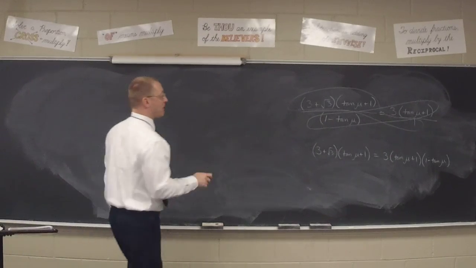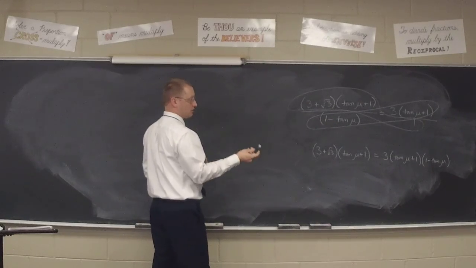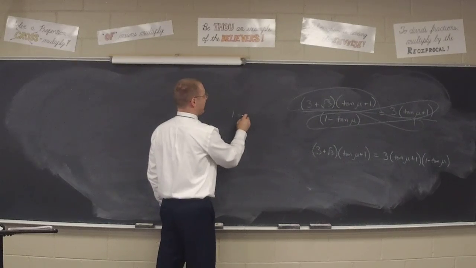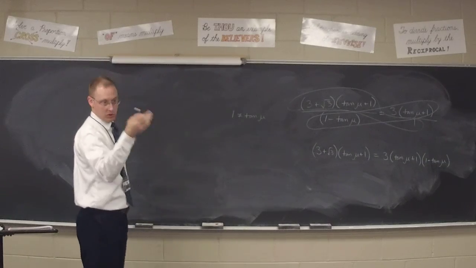By the way, we should specify that this denominator doesn't equal 0. So therefore, 1 cannot equal the tangent of mu. So if later on we get that the tangent equals 1, we're just going to cross it out.